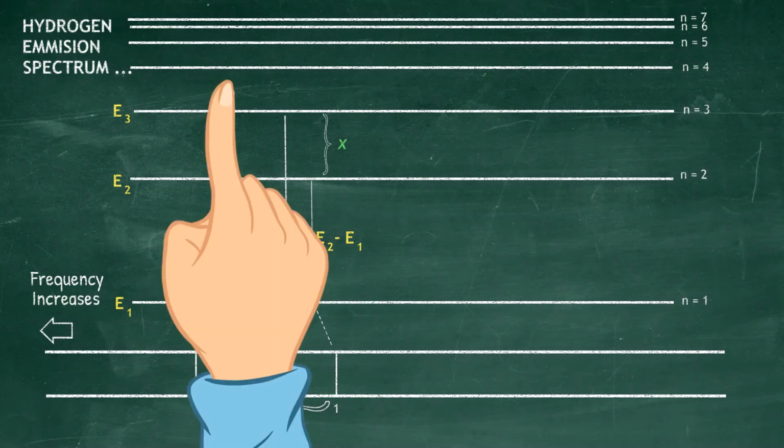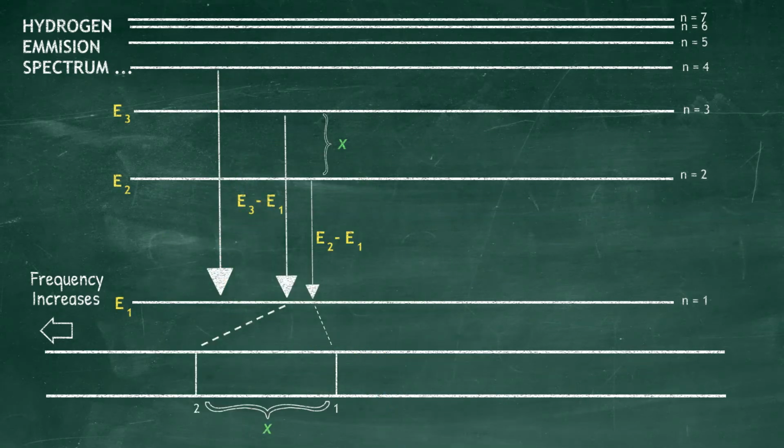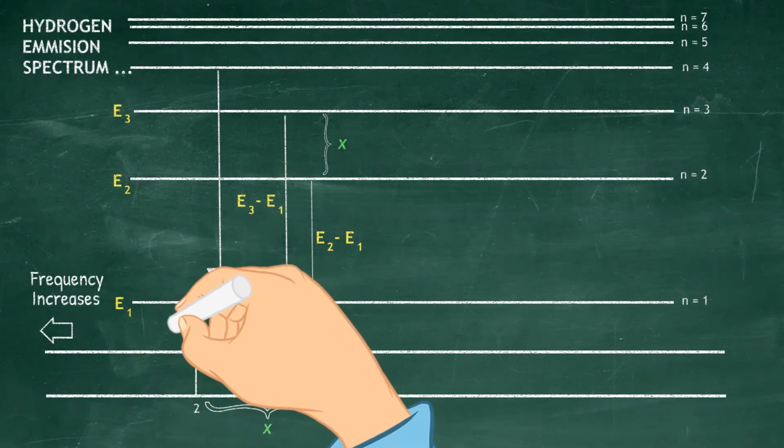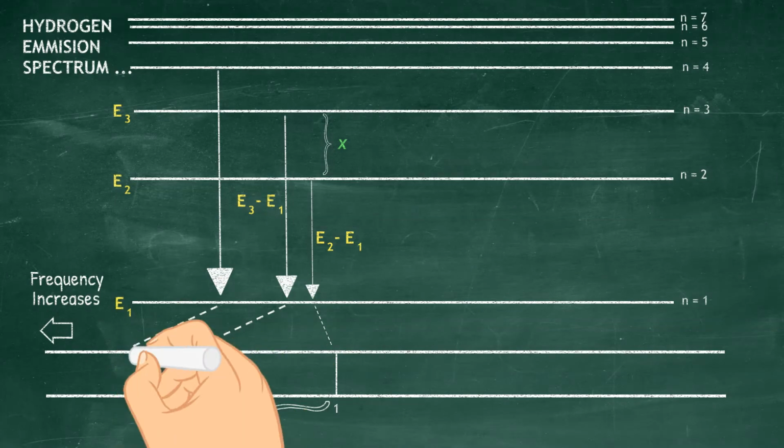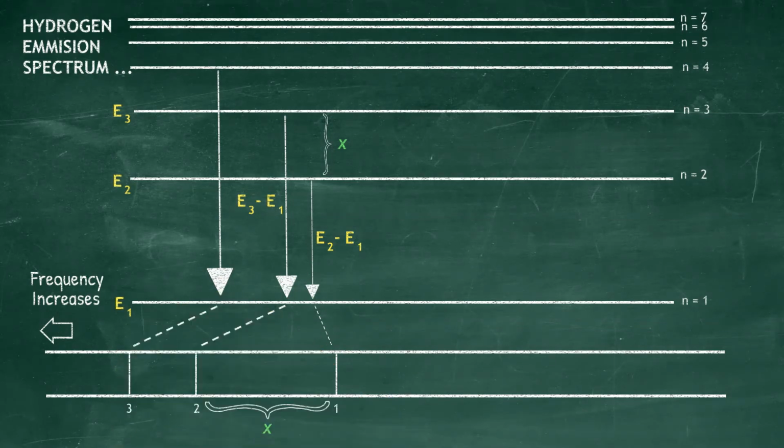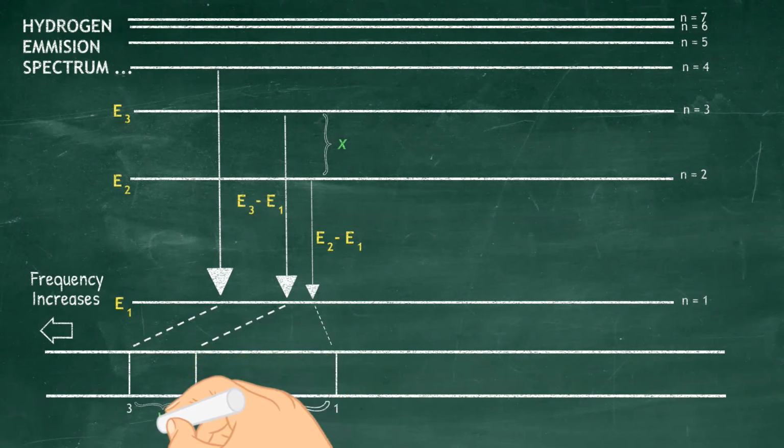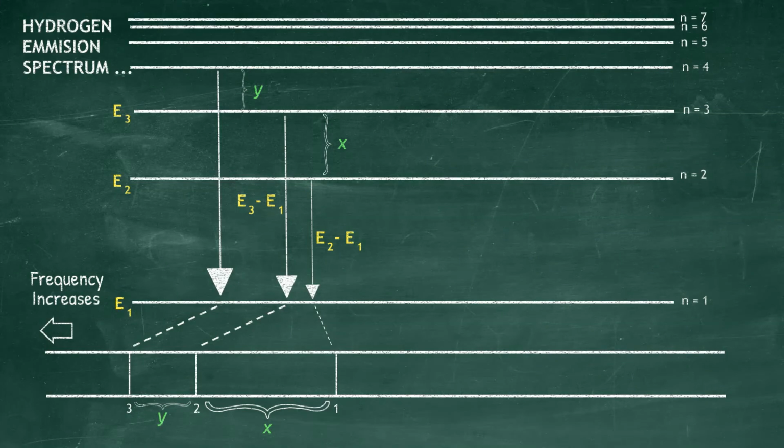The next fall is from the fourth energy level to the first energy level. Energy released during this fall is E4 minus E1, which is larger than the energy of the previous falls. Therefore, the line represents larger energy. It should be on the left-hand side of the second line. The gap between the second line and third line corresponds to the energy difference between the third and fourth energy levels, which is smaller than the energy difference between the second and third energy levels. Therefore, the gap between the second and third line of this series is smaller than the gap between the first and second line.